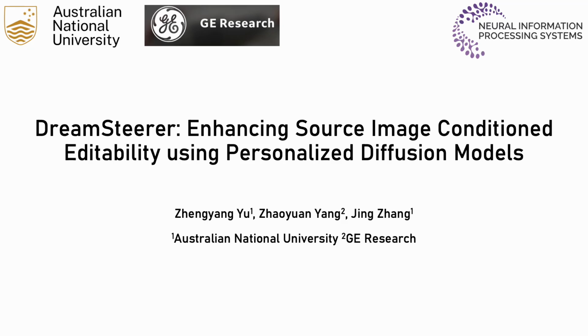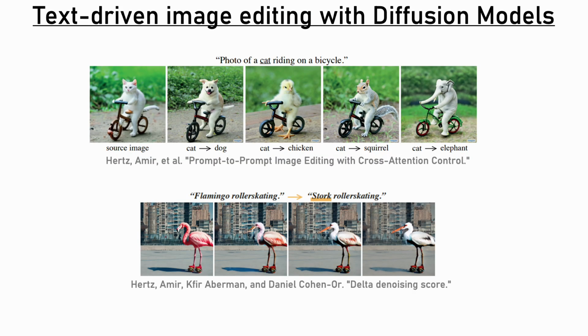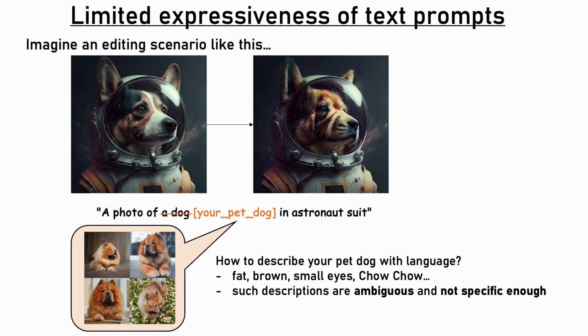We present DreamSteerer, enhancing source image condition editability using personalized diffusion models. Existing works have shown that text-to-image diffusion models can achieve high-quality zero-shot image editing with simple text prompts, even when they are not specifically trained for this task. However, the expressiveness of language is limited.